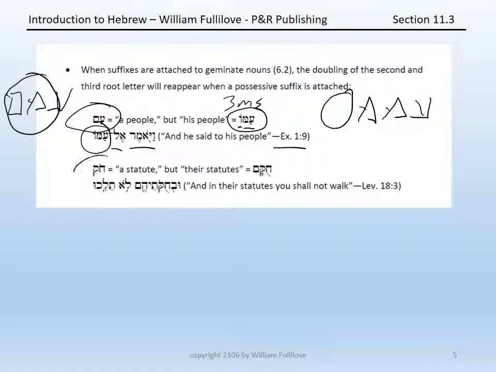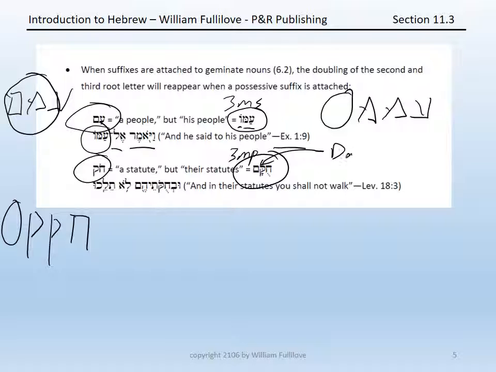Similarly, hok, a statute, comes from a geminate root, chet, kof, kof. When you trap the kof by the addition of a suffix at the end, such as the third masculine plural suffix, we have hukam. Note the gemination, the doubling of the kof via a dagesh forte.